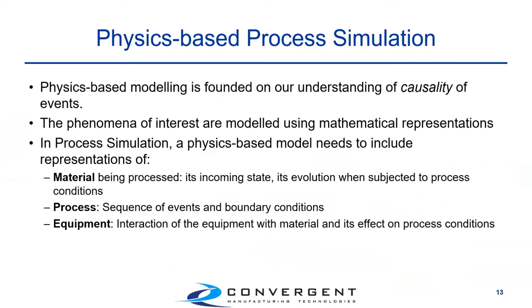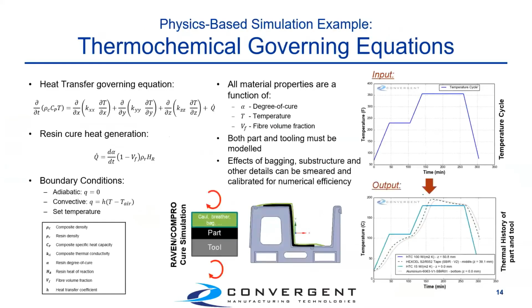And there are three things that are involved in the process of composites. There's the material that's being processed, which goes through evolution of physical and chemical processes. There is the sequence of events and boundary conditions. There is the temperature applied, pressure applied, and there is the equipment, and the material sometimes interacts with the equipment. And all three need to be captured in order to have a good representation of the process and predict the outcome well. Now, looking at the thermochemical problem, this is what we have discussed for the Raven simulations before.